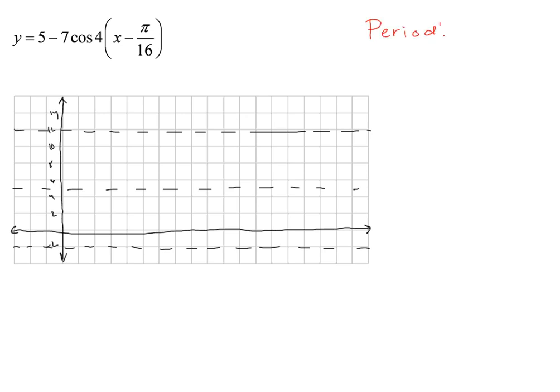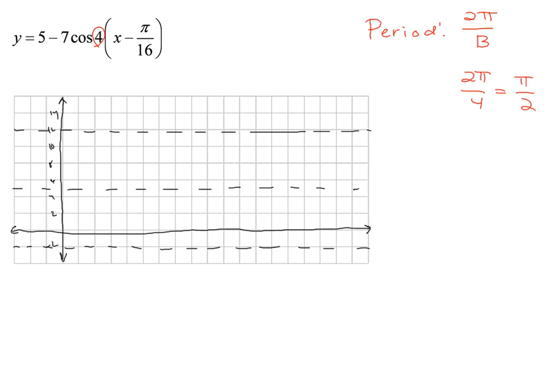The period is 2 pi over b, just like it used to be 360 divided by b. But here, b is 4. It's not a number with pi in it like I had last time, where it was super convenient and the pi canceled out. Here, I get 2 pi over 4, which is the same thing as pi over 2. So my period is pi over 2.